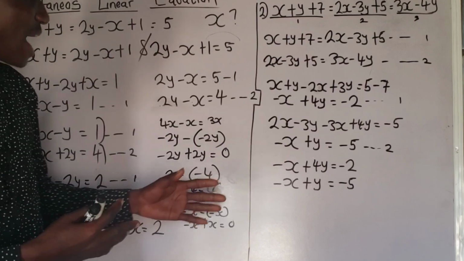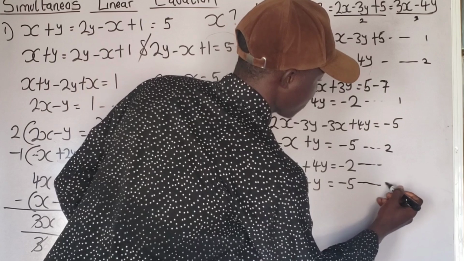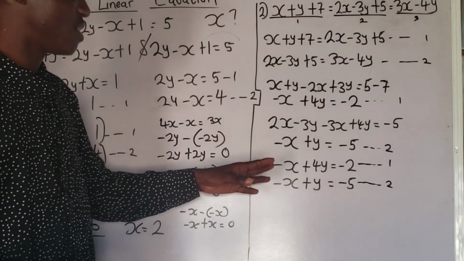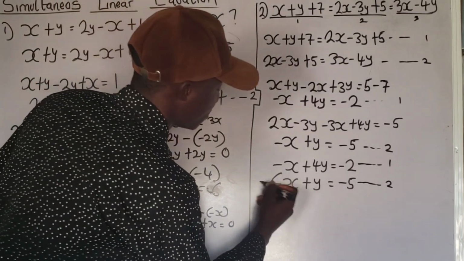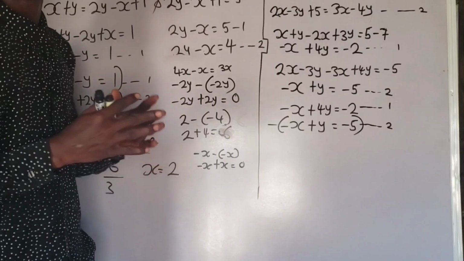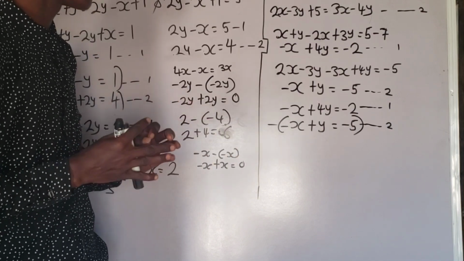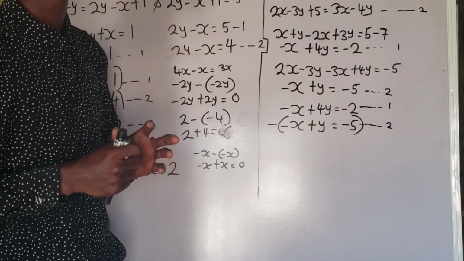Okay? So I just need to subtract equation 2 from equation 1. Do you understand? So for this, I'm going to have this. The reason why I'm subtracting equation 2 from equation 1 is simply because the sign before the coefficient of x in both equations is negative.